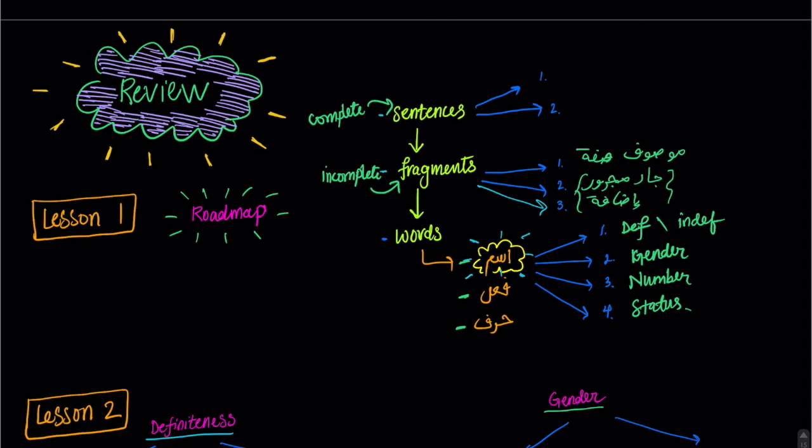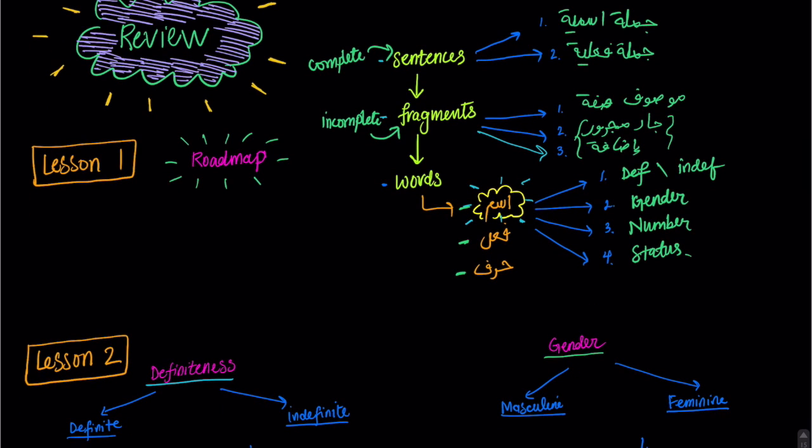And then we talked about sentences. Sentences are complete thoughts, and there are two types of sentences in Arabic. There's the jumla ismiya, which is the nominal sentence, and then there's the jumla fi'liya, which is the verbal sentence. So if I wanted to say the sky is big, that would be a jumla ismiya, and if I said Sarah helped Ahmad, that would be a jumla fi'liya, because there's a verb.